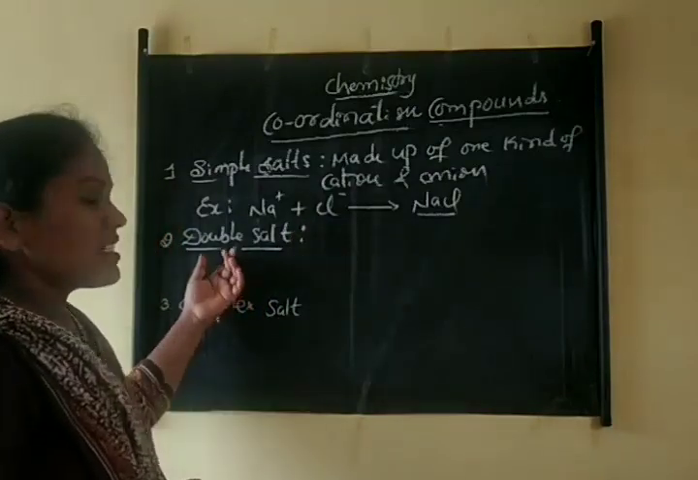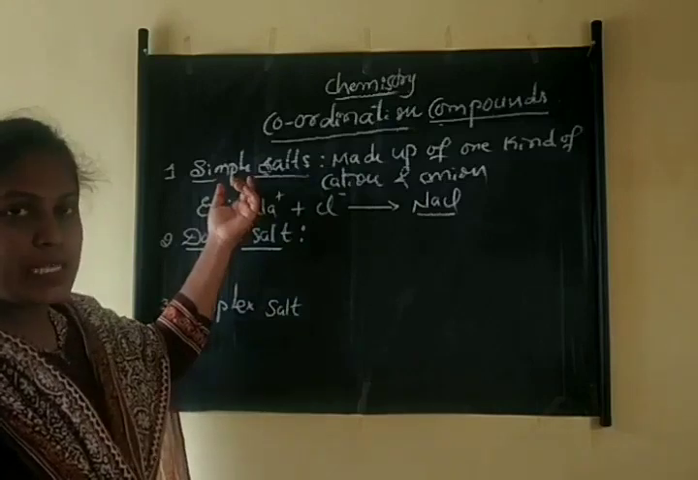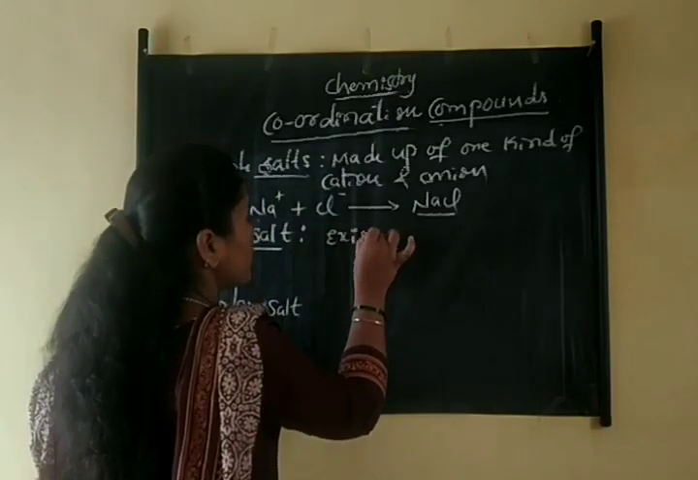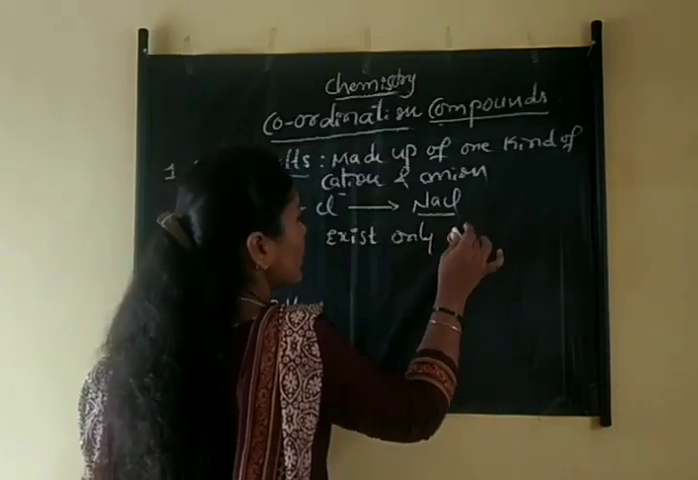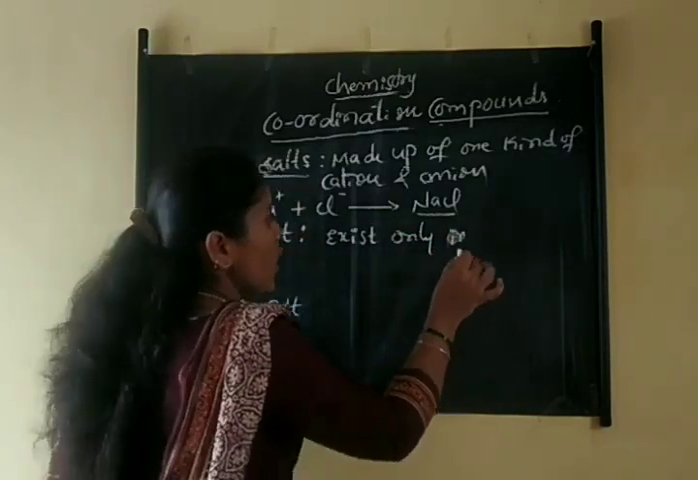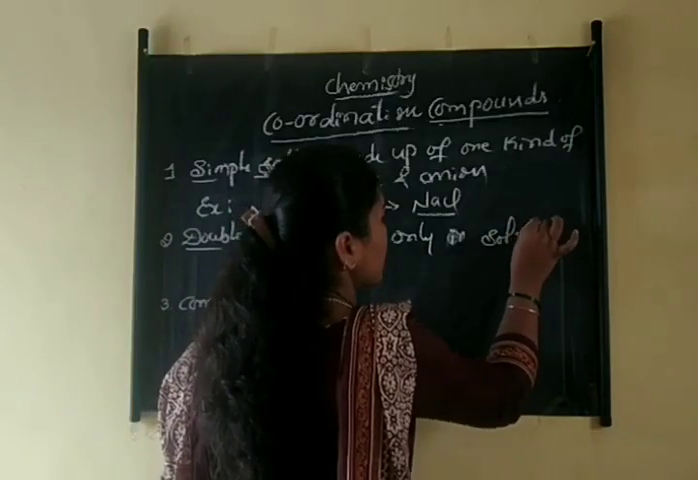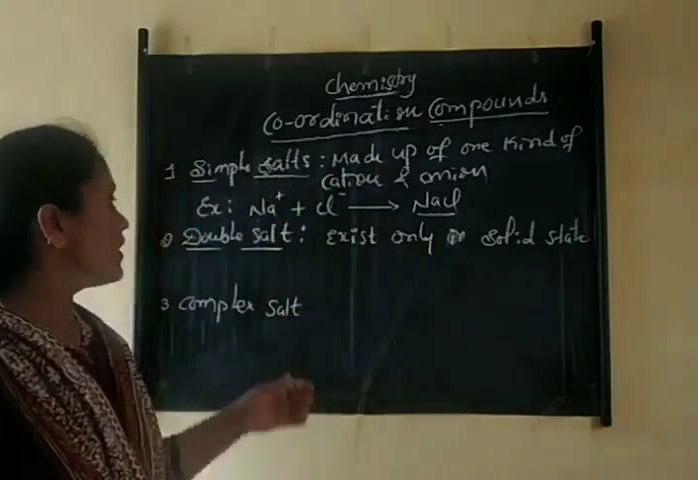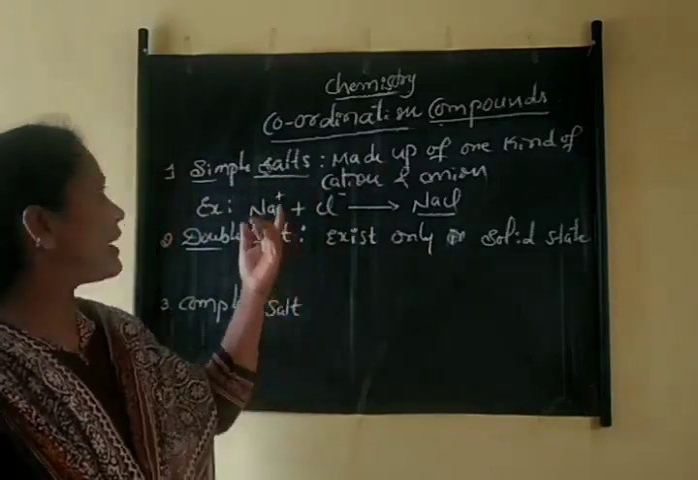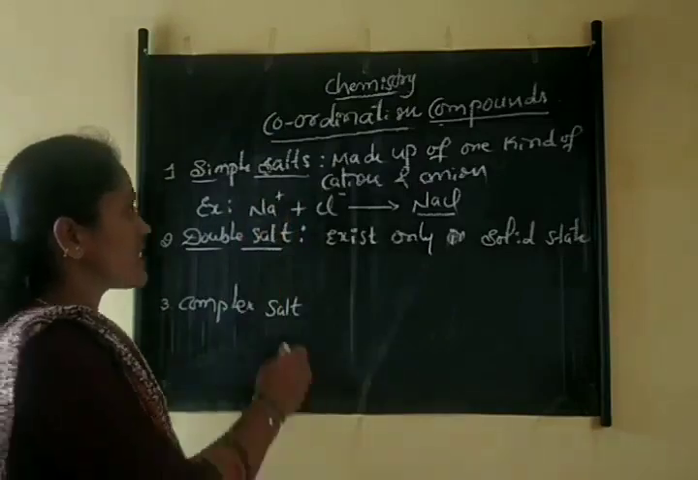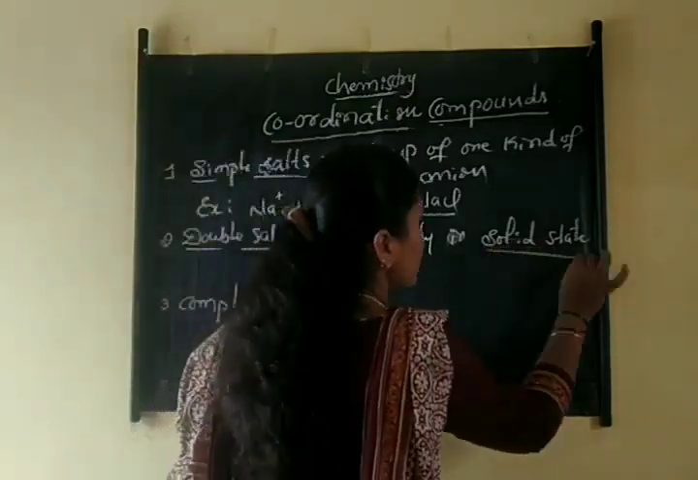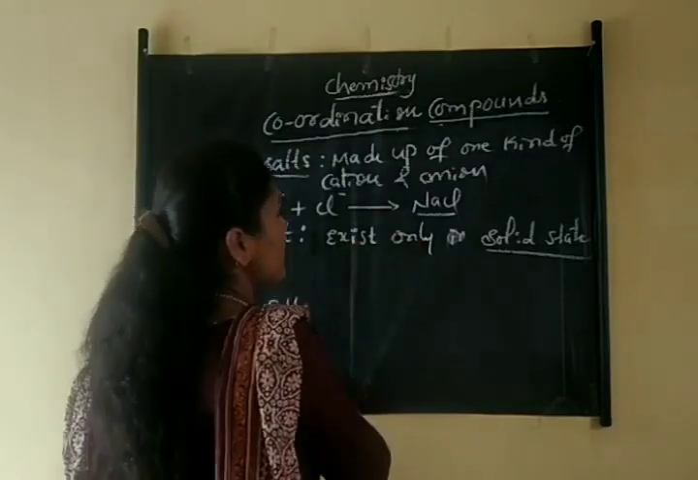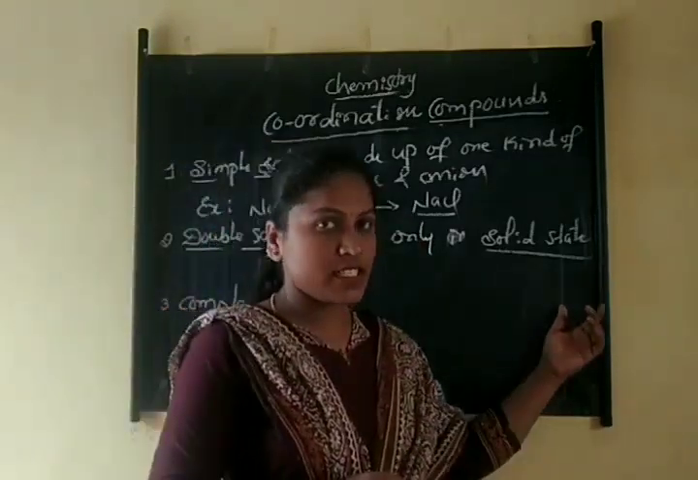So these double salts are made up of simple salts, but they exist only in solid state. Okay, so here double salts are made by the simple salts, but these are stable only in the solid state.